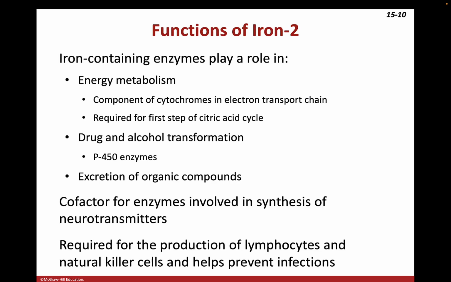We also know that iron-containing enzymes play a role in energy metabolism. Think back to the electron transport chain, and iron is a major component of cytochromes. They're required for the first step of the citric acid cycle. It's necessary for drug and alcohol transformation, and also the excretion of organic compounds. Many cofactors for enzymes are involved in the synthesis of neurotransmitters and also required for the production of lymphocytes and natural killer cells to help prevent infections.